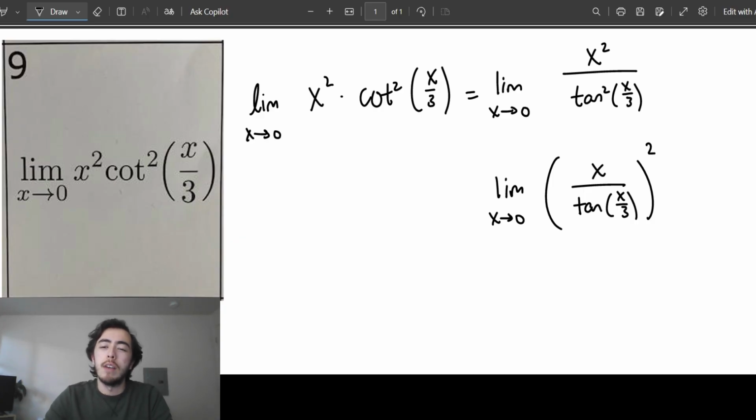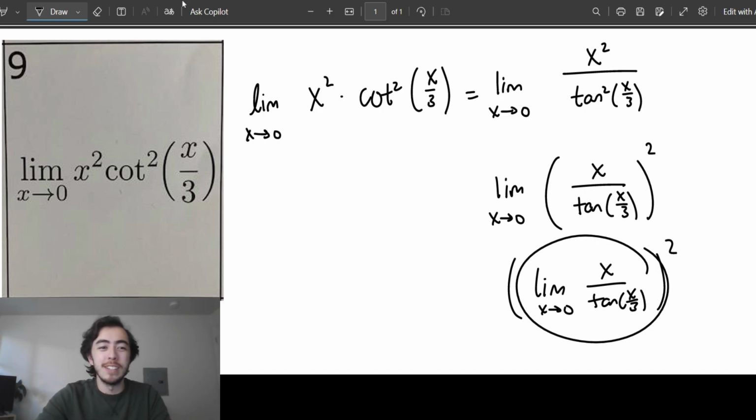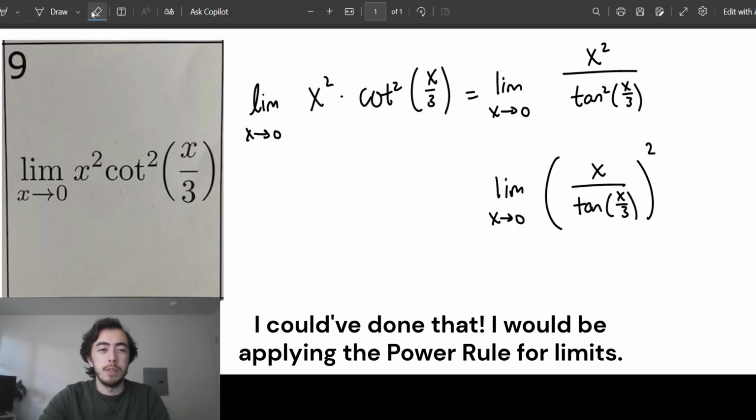And I forget if this is actually going to be equal to squaring the limit of just this quotient right here. I don't actually know if this is true or not. I would like it to be true because this is an easier limit to evaluate, but I'm just going to hold off on that for a sec. I don't trust it just yet.